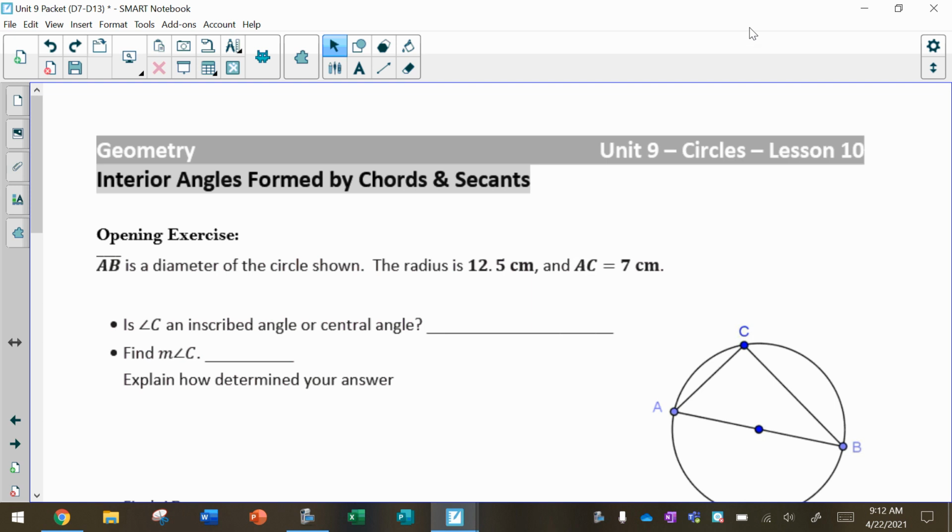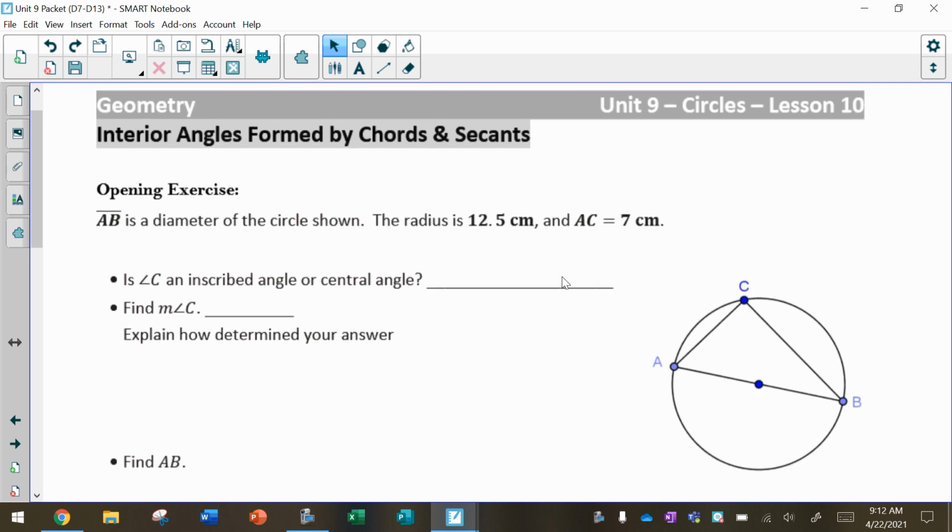So let's start here. Line segment AB is the diameter of the circle shown below. The radius of the circle is 12.5 and AC is 7. So we know that this is 7. If the radius is 12.5, that would mean that the entire diameter would be twice as big at 25 centimeters.